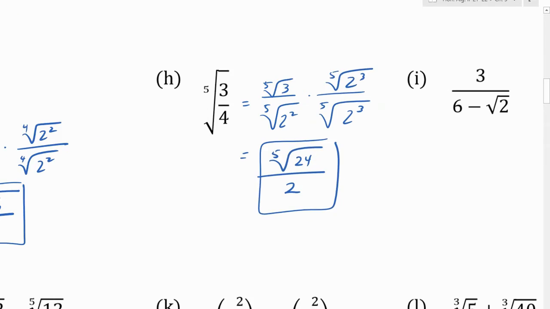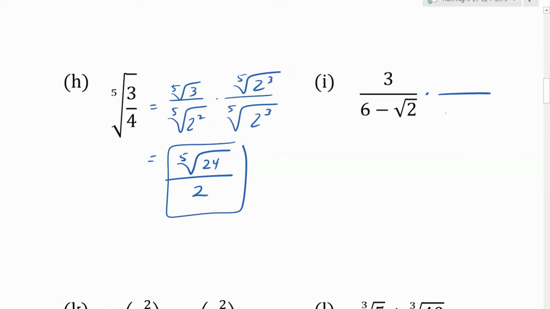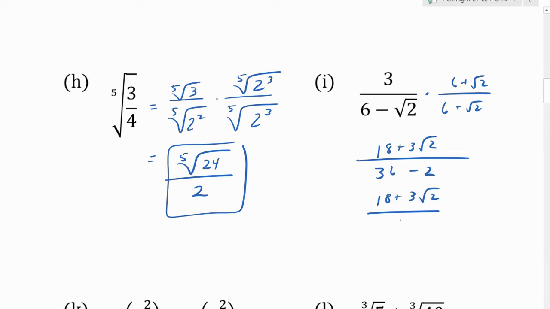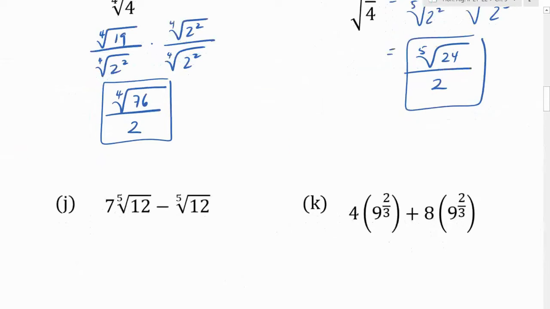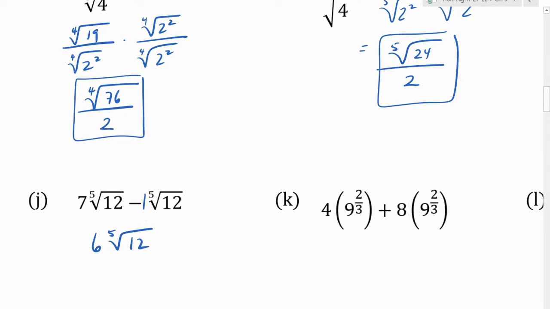Okay, multiply by this version of 1. We'll use the conjugate of that denominator. So that gives me 18 plus 3 root 2 up here. 36 minus 2 down here. Okay. 7 of those minus 1 more makes 6 of these. And a 12 is a 2 times 2 times 3. There's nothing in there 5 times.